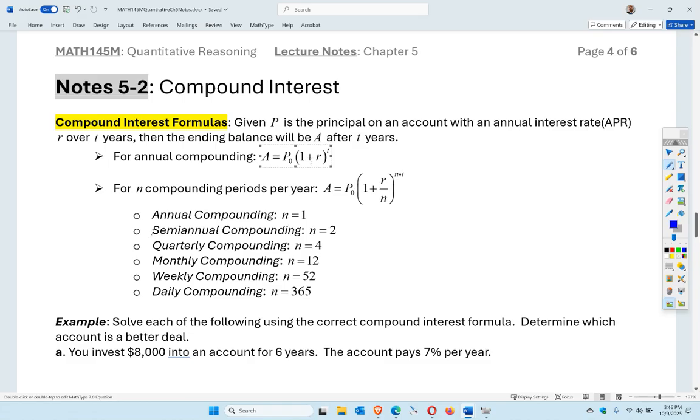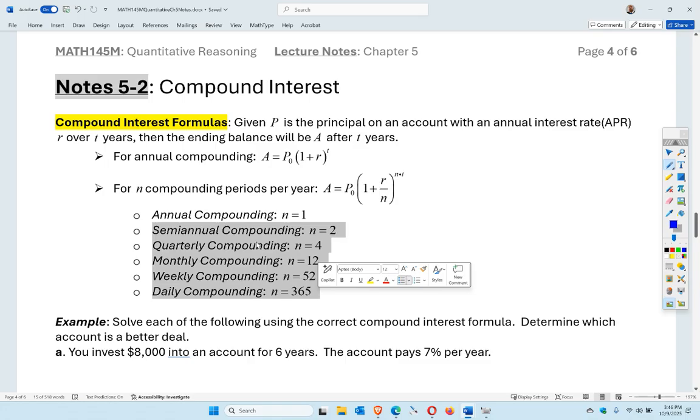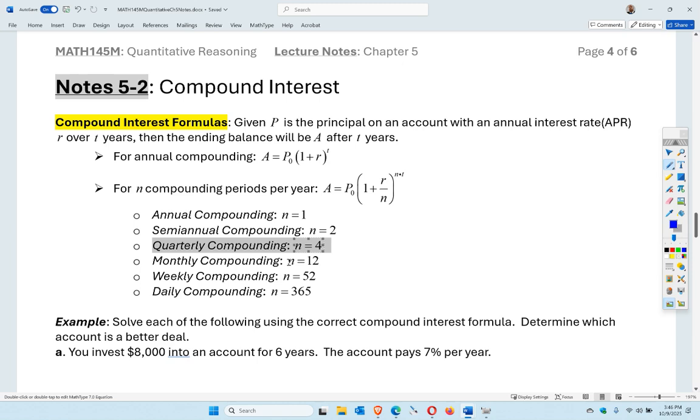So these are the typical compounds you would come across, which is semi, which is twice a year, quarterly, which is 4 times a year, which deals with a lot of taxes. Taxes are paid twice or 4 times a year. And then you have monthly, 12 months in a year, weekly, 52 weeks in a year, and then daily, 365 times. So those are the common ones. Those aren't the only ones, but these are the common ones, essentially. All right, so I'm going to copy this formula. So these letters all mean the same thing as the simple interest. The only difference is the n for the number of compounds.